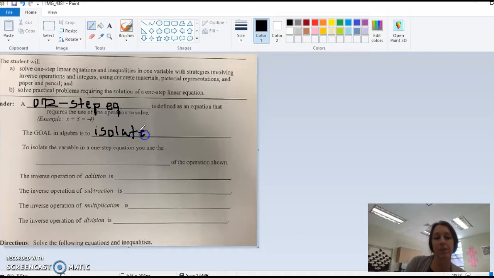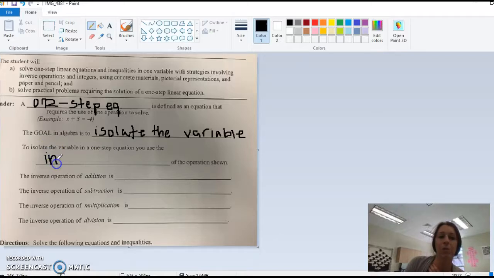And we've been dealing with variables in our last unit. They're just our letter. So we're going to isolate the variable. I'll write it all out, variable. And in order to do that, we are going to use what's called inverse operation. To isolate the variable in a one-step equation, you use the inverse.